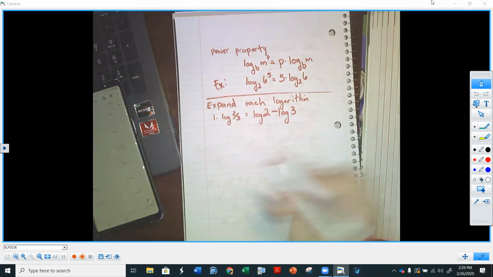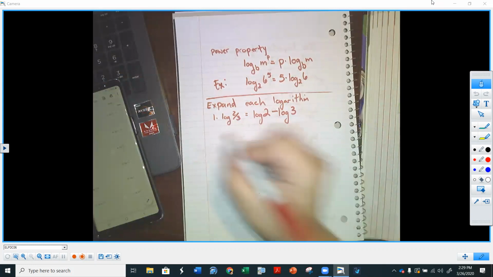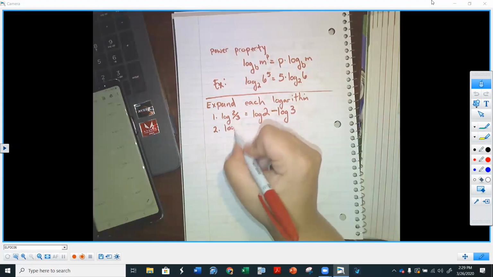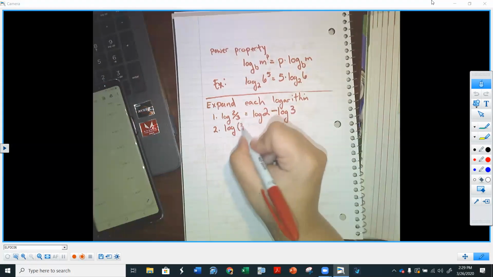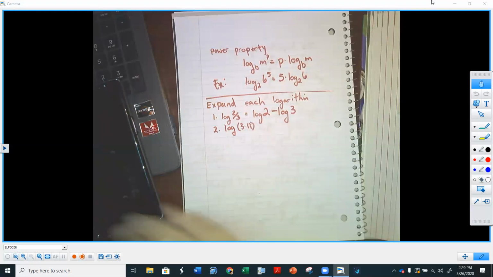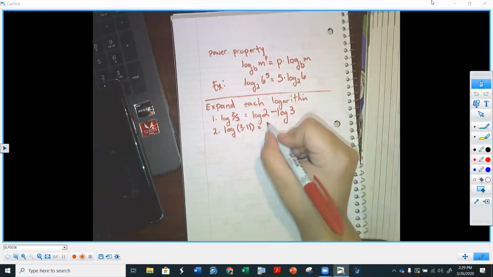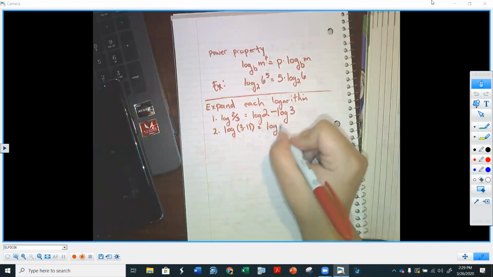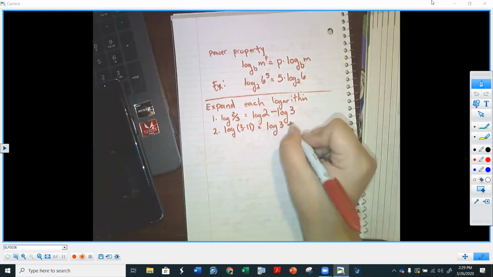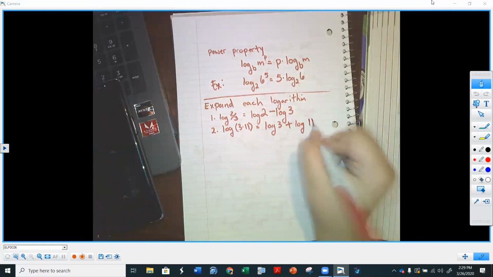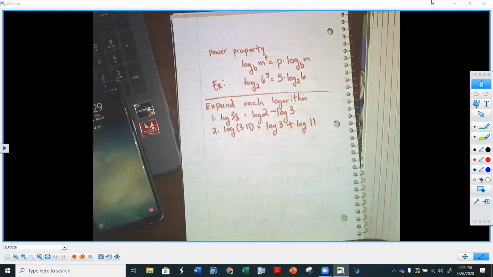Okay, so if we wanted to do one with multiplication, I would have log of 3 times 11. We don't want to change that out and write it as 33. We want to expand this. So in order to expand it, it is going to look like log of 3, times is going to become plus, and I write a separate log of 11.